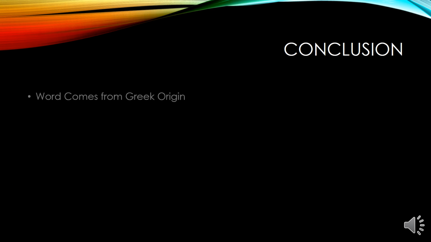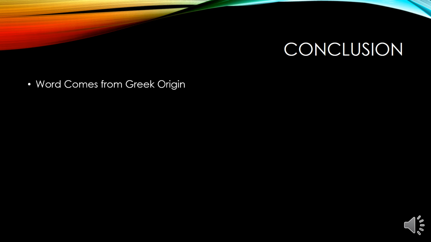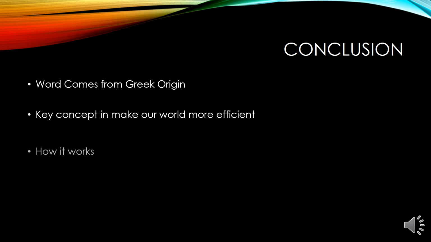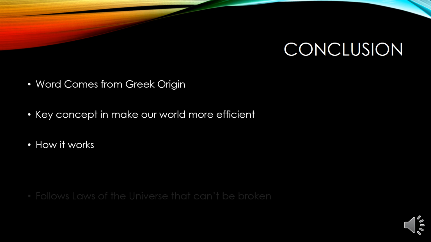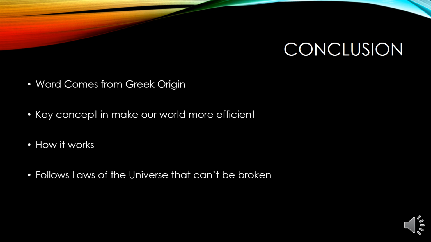In conclusion, thermodynamics comes from two words of Greek origin, therme, which means heat, and dynamis, meaning power. The main goal of thermodynamics is to make our world more efficient and useful. How it works is you take a system and you look at what goes into the system and what comes out of it. So energy goes in and then work comes out. And then it follows the three laws of the universe that cannot be broken. Energy can't be destroyed, it can transform, and once useful energy is gone, it is gone forever. This is thermodynamics.